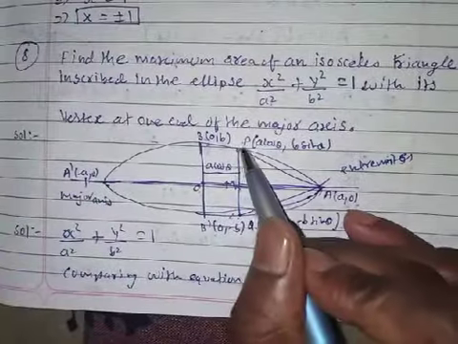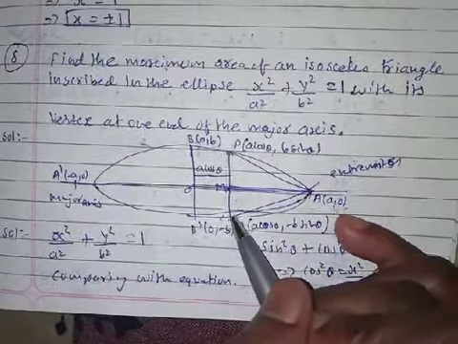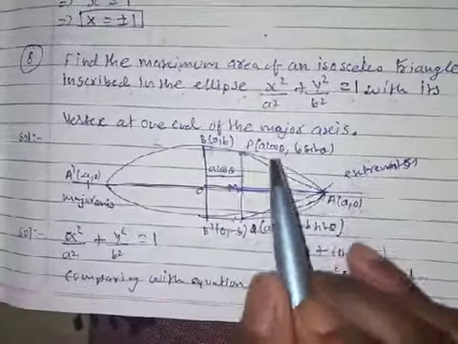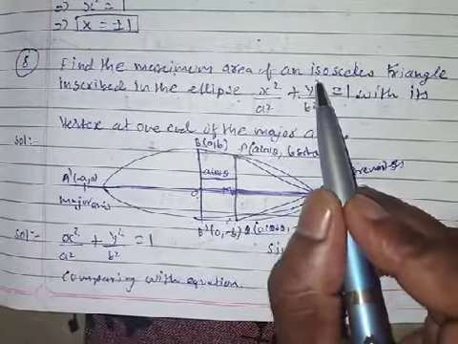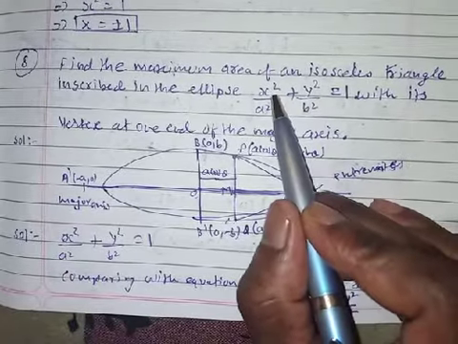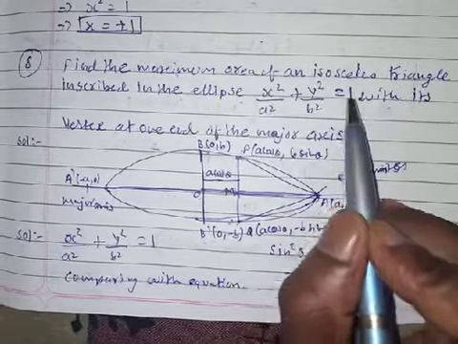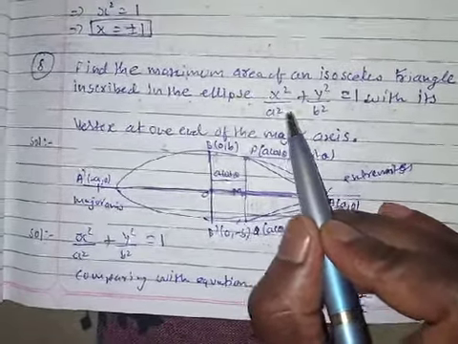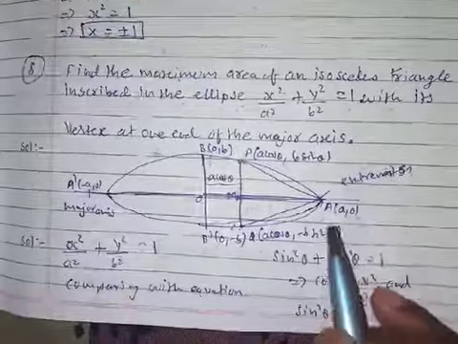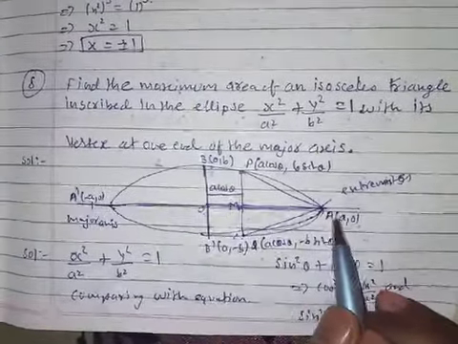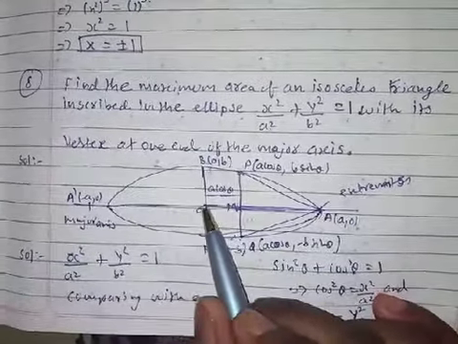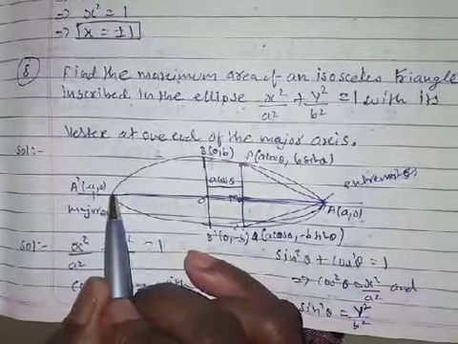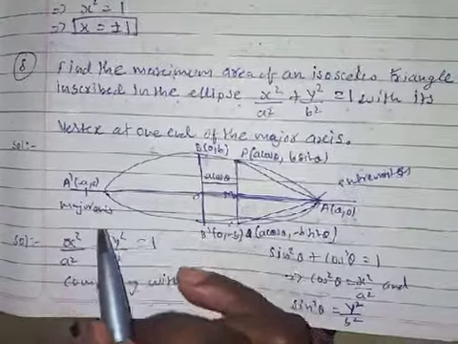Suppose you take the points P and Q here. So OA here: if you put y is equal to 0, then x square upon a square is equal to 1. So x square is equal to a square, so x is equal to plus minus a. So this distance from O to A is a. So it is (a, 0), and here A dash is (minus a, 0).